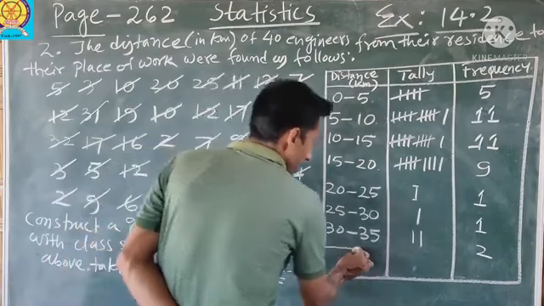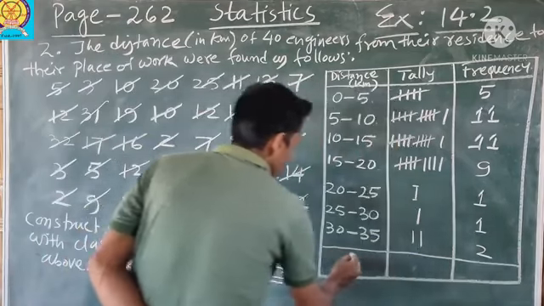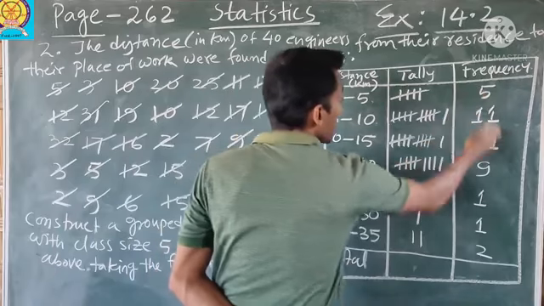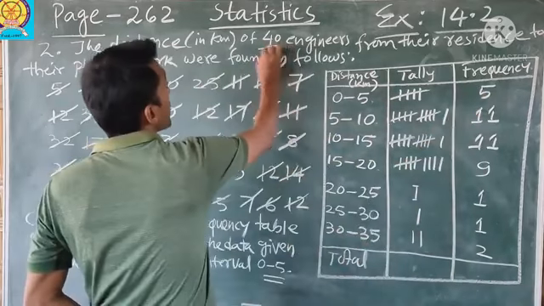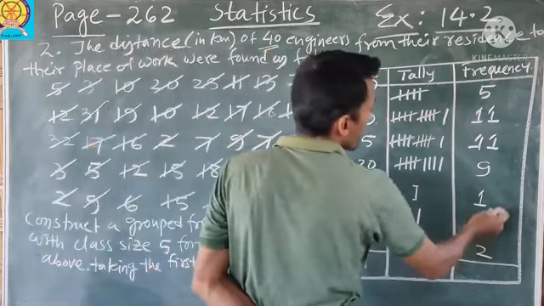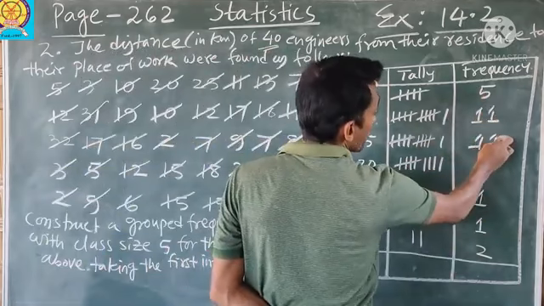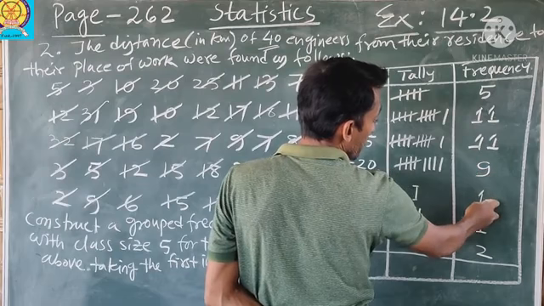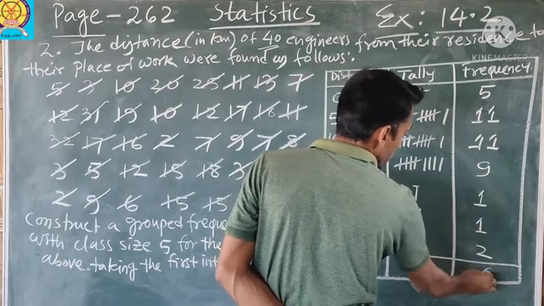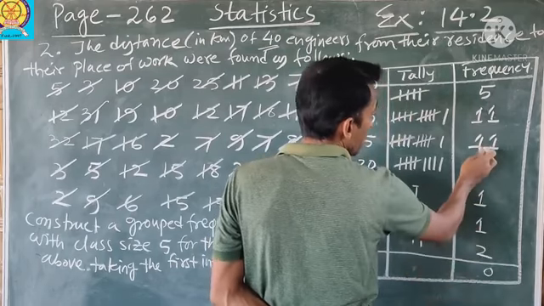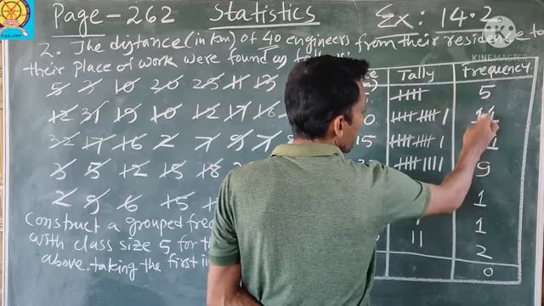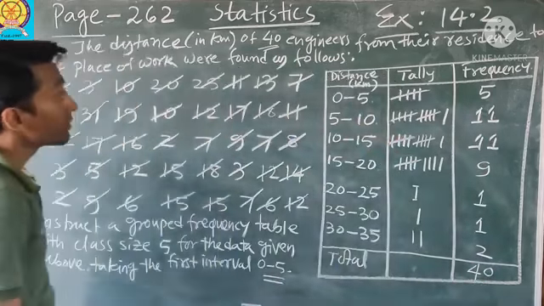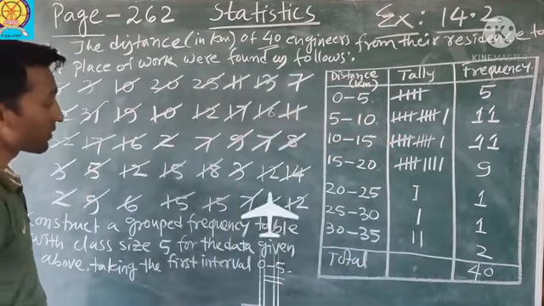So now you make the total. Total you have to get how much? Engineers we have 40. You have to get 40. 5 plus 1 is 6, plus 1 is 7, 7 plus 9 is 16, 17, 18, 19, 20. 2 in hand. 2 plus 1 is 3, plus 1 is 4. So this is your group frequency table.